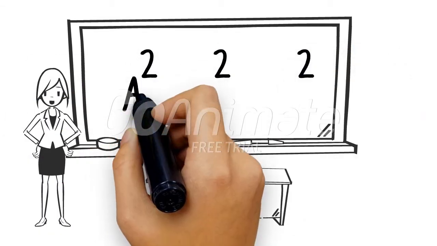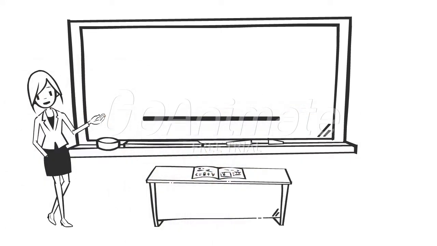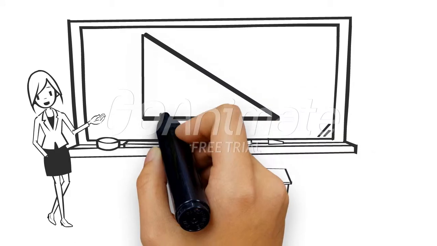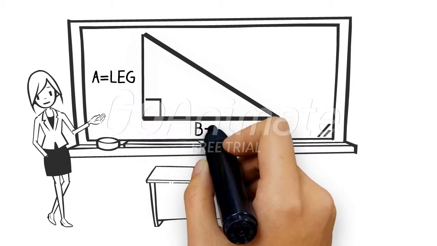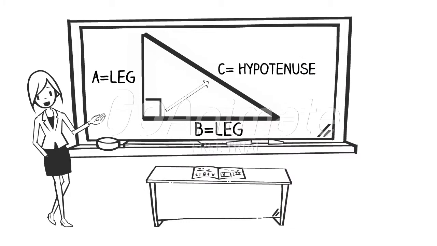Next, let's talk about the formula. It's a square plus b square equals c square. This formula is used to find the hypotenuse of a right angle triangle. Now let's learn the steps. There are 3 sides of a right triangle. A and B are the legs. C is the hypotenuse. The hypotenuse is always the opposite side of the right angle.